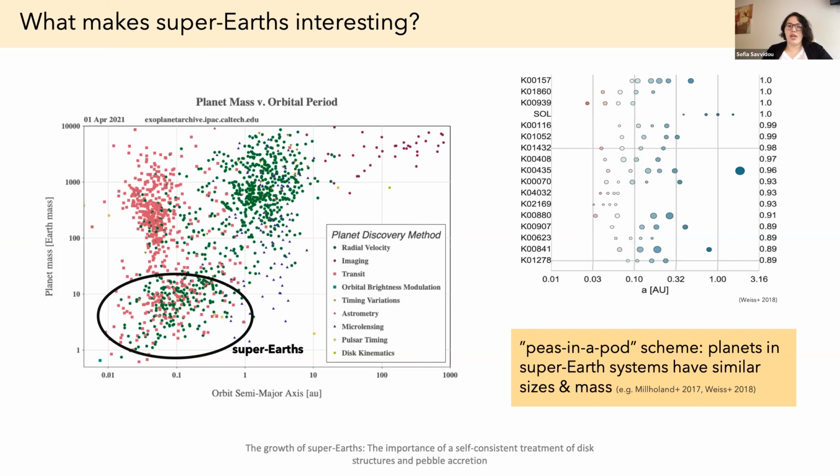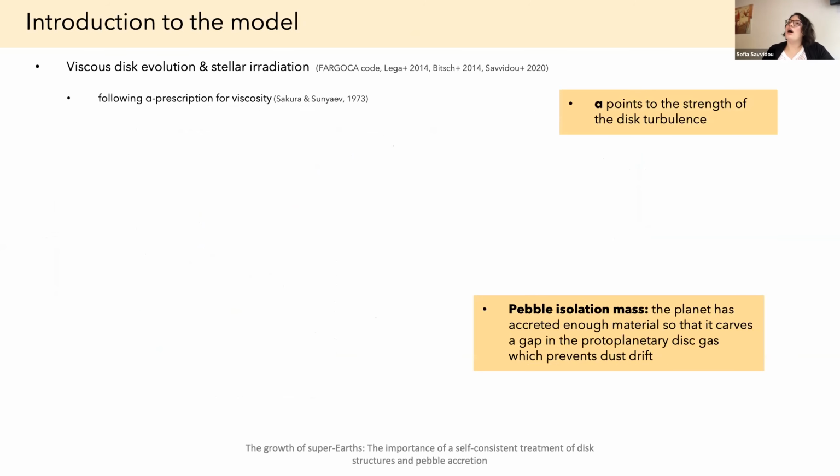So I will be talking today about our model, which includes viscous disk evolution and stellar radiation. It's based on our previous work, with the same code, from a paper in 2020. We follow the alpha prescription for viscosity. This will be an important parameter that I will talk about in the next slides, because it points to the strength of the disk turbulence, so it's one of the important factors that determine the structure of the disk.